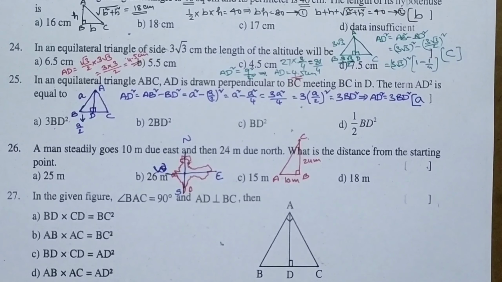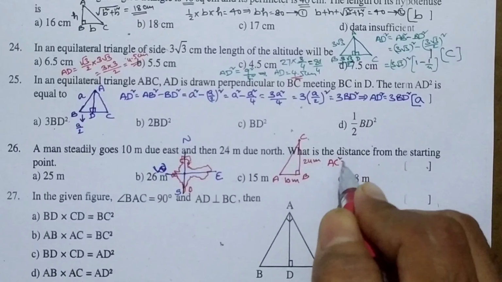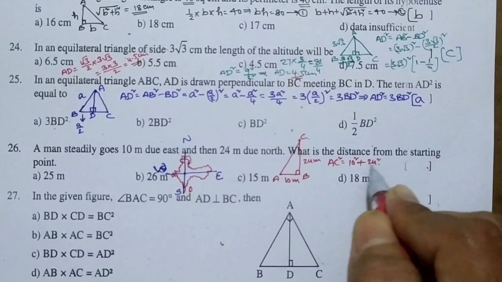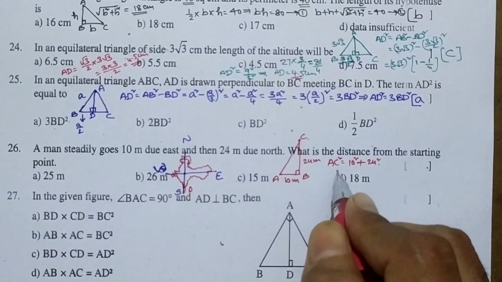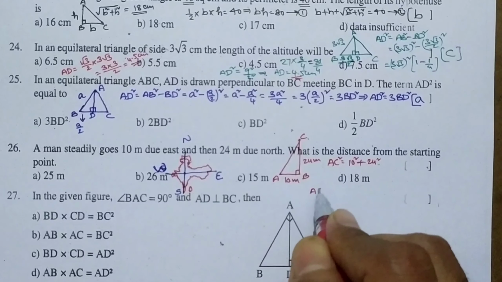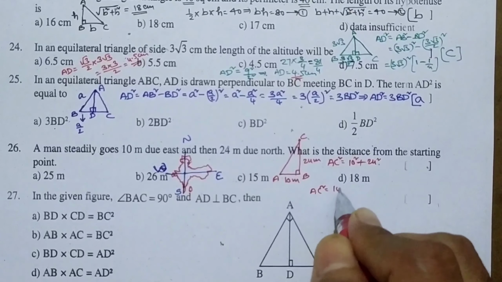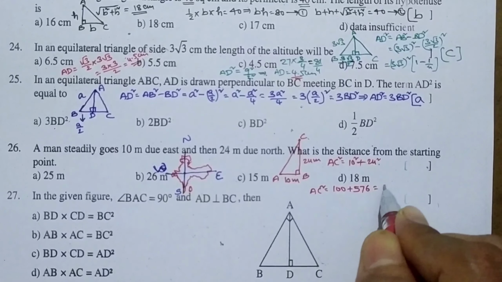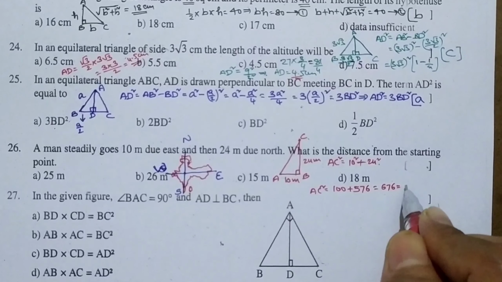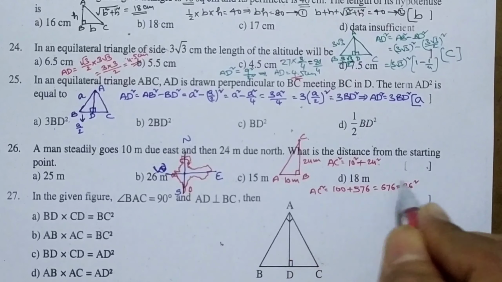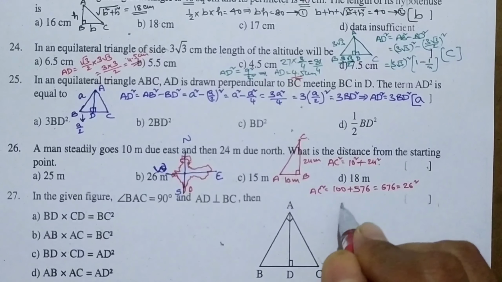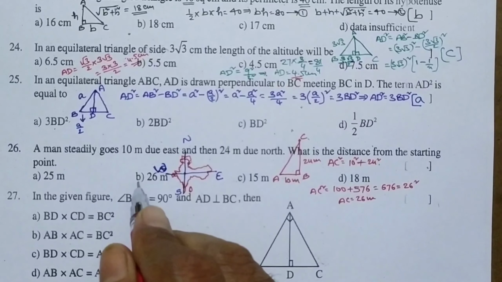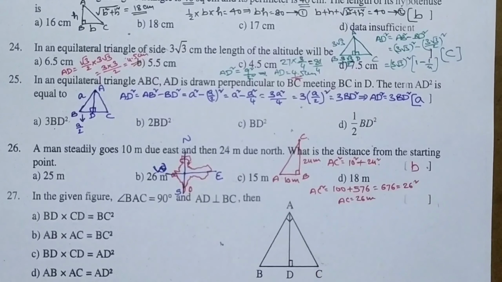So let us apply the Pythagoras theorem here. As we know, AC squared is equal to AB squared, which means 10 squared, plus BC squared, that is 24 squared. So let us substitute the values here. AC squared is equal to 10 squared, which is 100, plus 24 squared, which is 576. On adding, you will get 676. This is nothing but 26 squared. So on taking square roots, both the squares can be removed. So finally AC is equal to 26 meters, because these two are in meters. See, option B is the right answer.